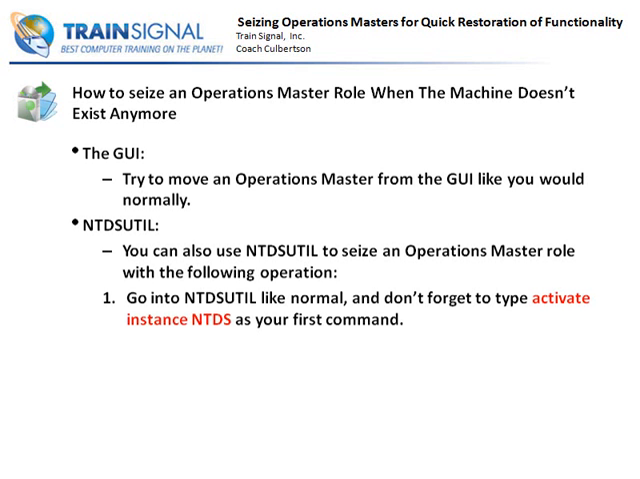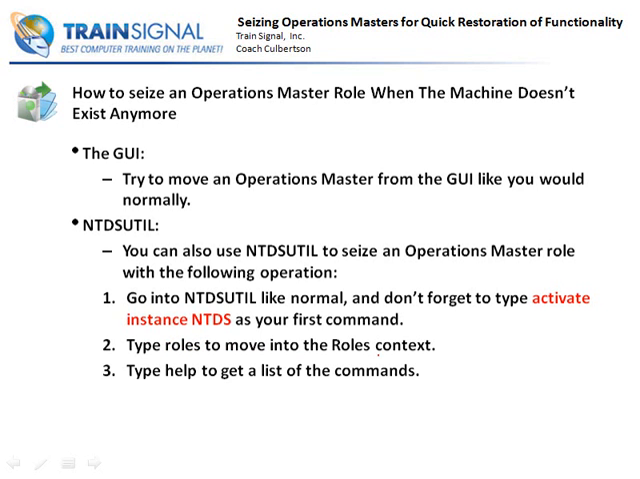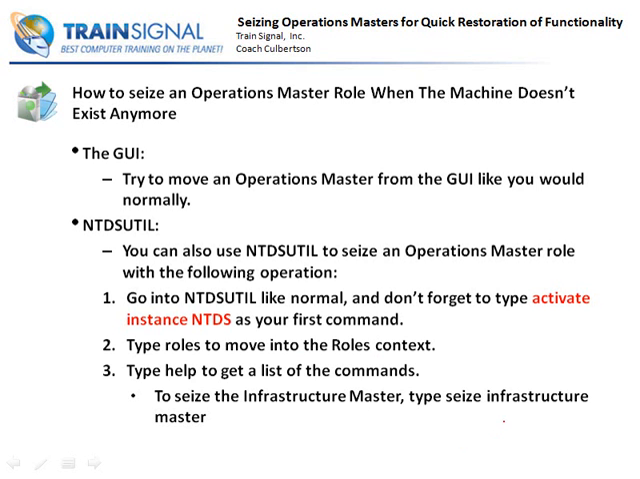Of course, we're going to go into ntdsutil like we would normally, and I've already shown you how to do that. You type ntdsutil, then you type activate instance ntds as your first command, like we always do. Then you type roles, to get into that roles context. Then if you want to, you could type help to get the list of commands. But here's the command that you're actually going to use: seize infrastructure master. It really is that easy.